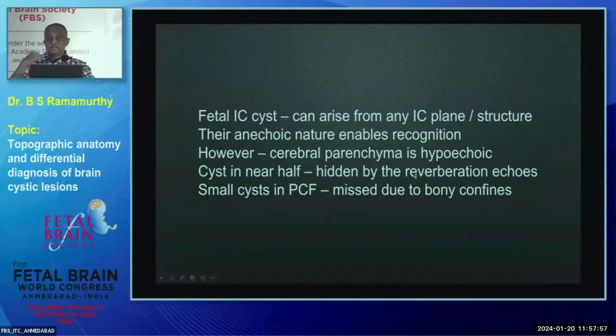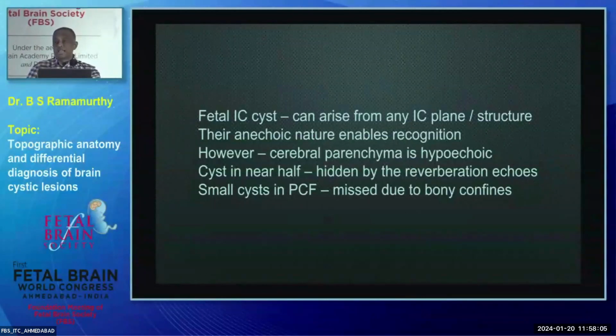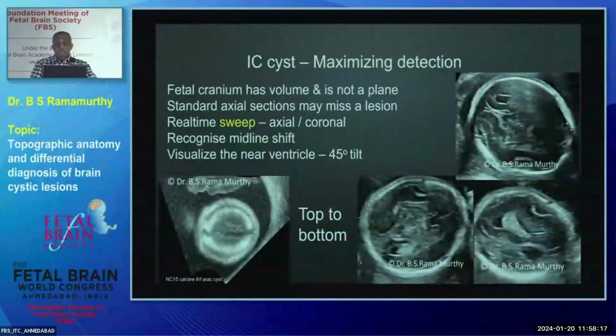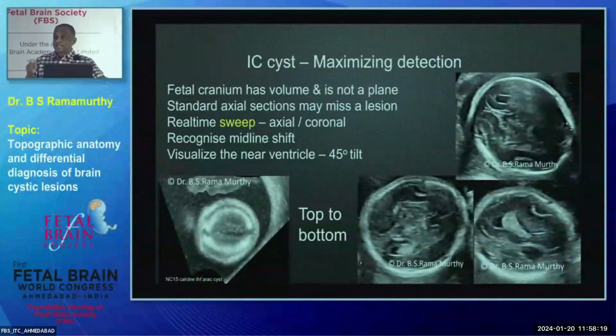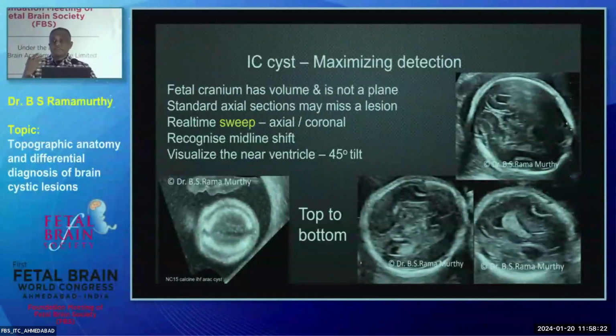Also, we realize that the near half of the brain is hidden in the reverberation echoes, and therefore a cyst in the near half of the brain would pose special challenges to be recognized, and small cysts in the posterior fossa are difficult due to the bony confines of the posterior cranial fossa as such. So how do we maximize this detection? What is available in our hands to say that we have covered the intracranial volume in the best or most effective way possible?